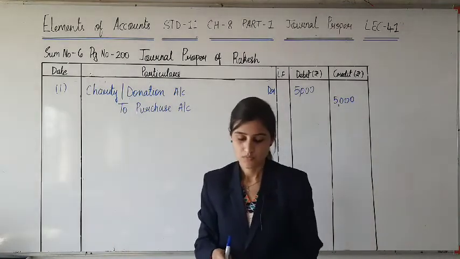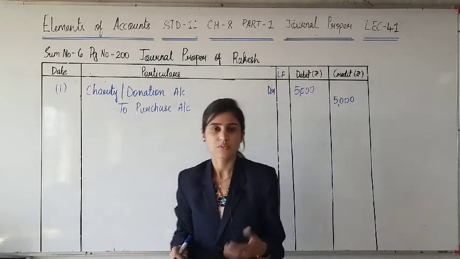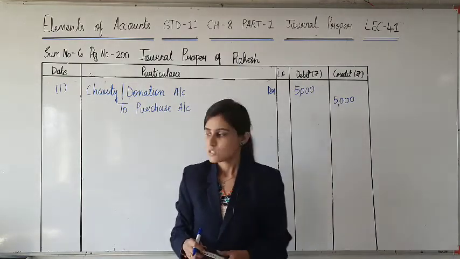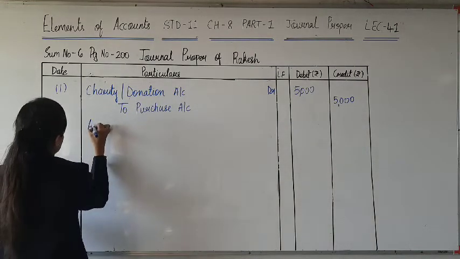Next, distributed goods of rupees 4,000 as free samples. This is similar to illustration 2. So, this is of course advertisement expense.